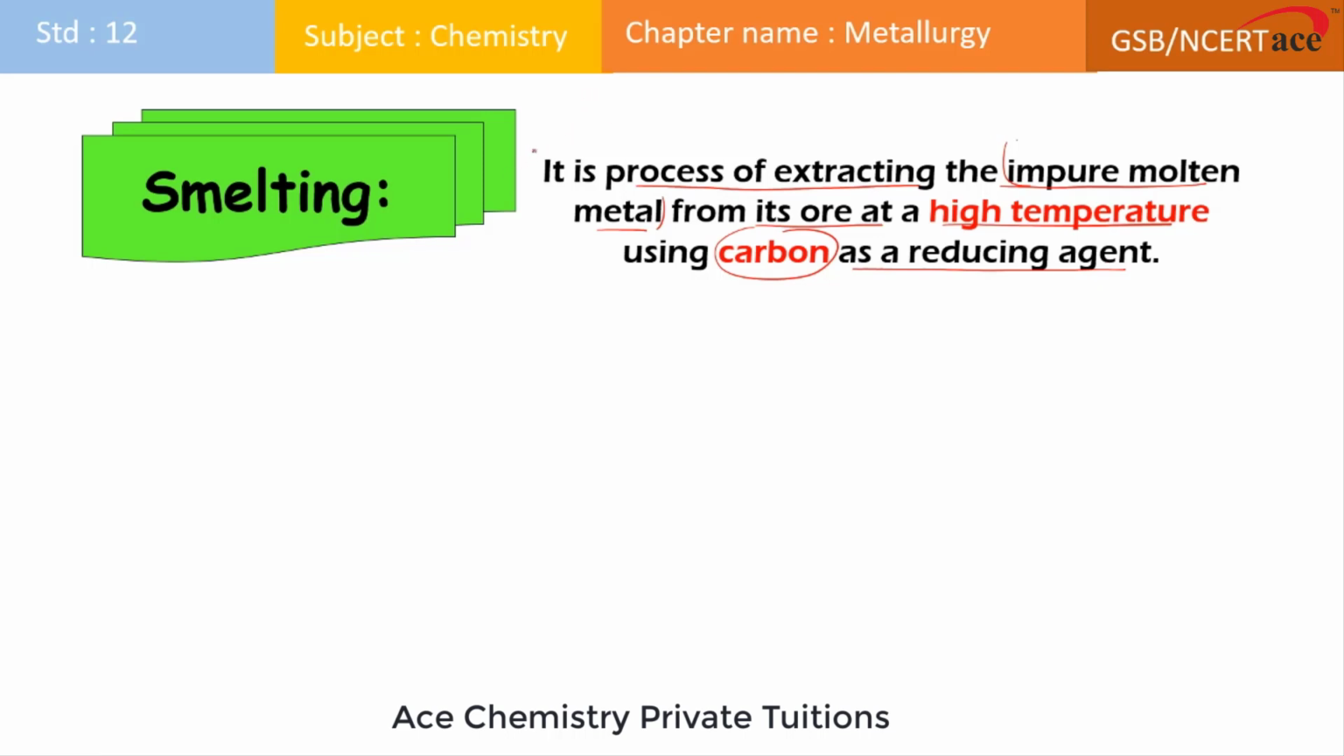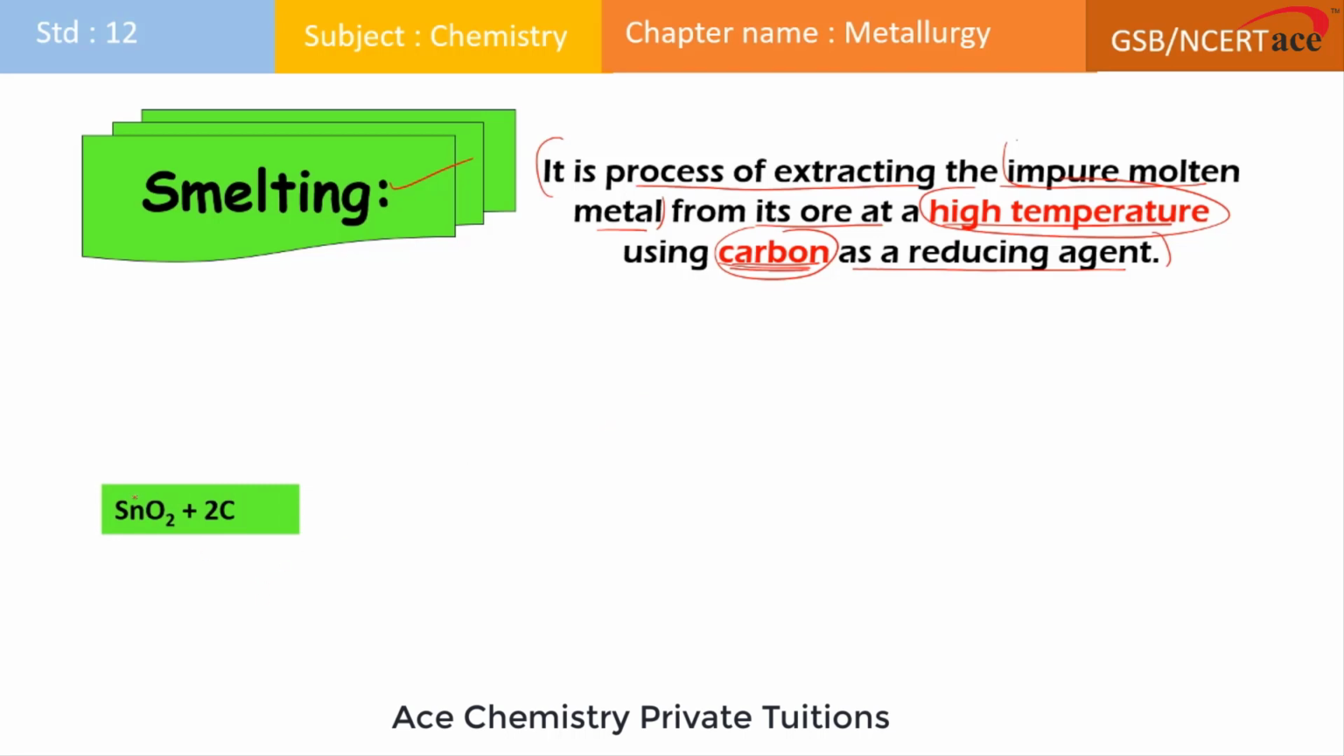Student, in this case, what happens is, if the metal oxide is very highly stable, then it is very difficult to remove oxygen from it. So in order to remove oxygen, we are heating the metal at very high temperature along with some reducing agent. Most common is what? Carbon. That's why this process is also referred to as the carbon reduction process, or what? Smelting.